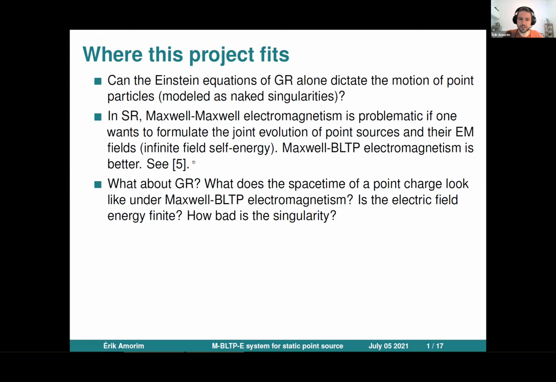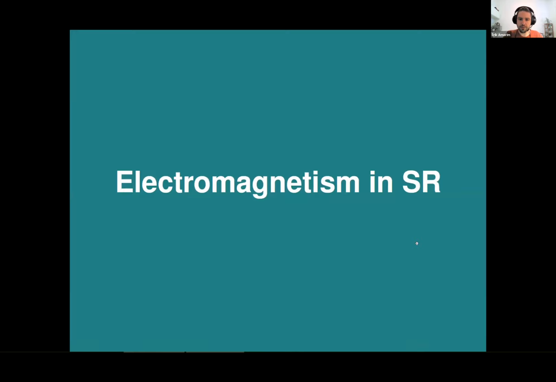And so what about GR? If you want to do this in GR, well, first of all, what does the spacetime of just one point charge look like if it obeys this so-called Maxwell BLTP electromagnetism? Is the electric field energy going to be finite? Yes, it is. And how bad is the singularity? How do certain curvature invariants blow up, for example?